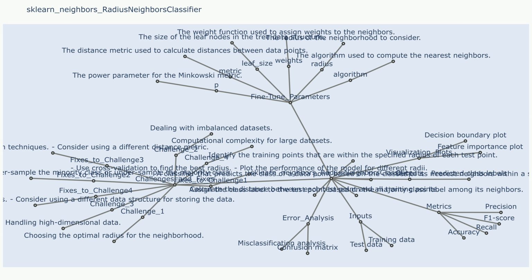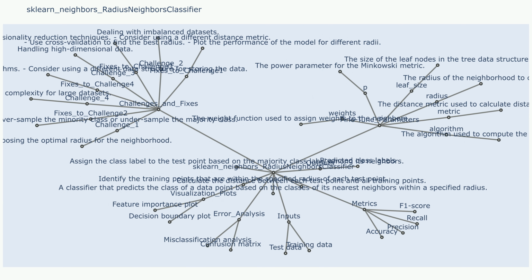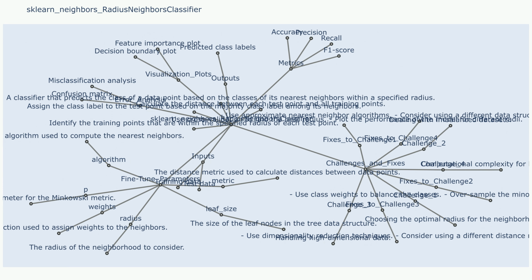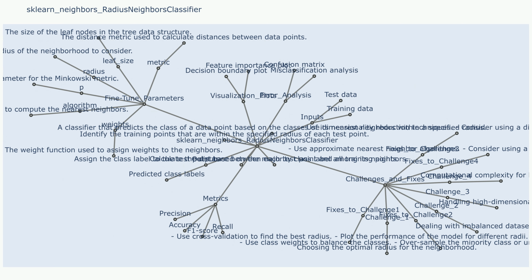Inputs: X, the training data, where each row represents a data point and each column represents a feature. Y, the target labels for the training data. Outputs: predicted class labels, the predicted class labels for new data points based on the learned neighborhood structure. Probabilities (optional): the probability of each class for new data points.